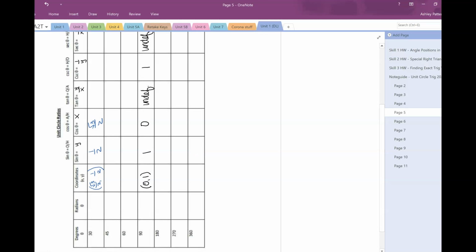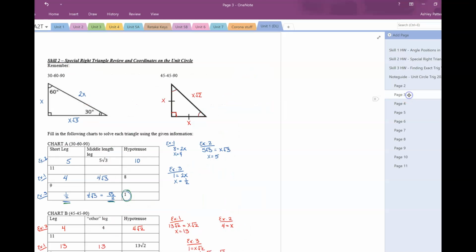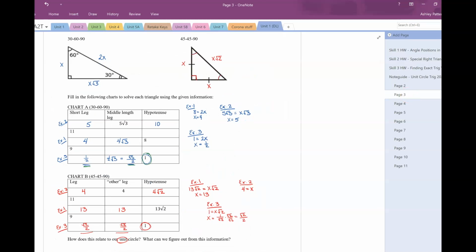What I'd like for you guys to do is fill out the rest of this chart using your unit circle. And I will post the key for this chart in the next couple of days. Okay, fill it out, please, please, please. Also, from our notes on Wednesday, for this special right triangle, I'll post the key for that as well if you'd like to fill in the missing pieces. Okay, awesome. Thanks, guys.